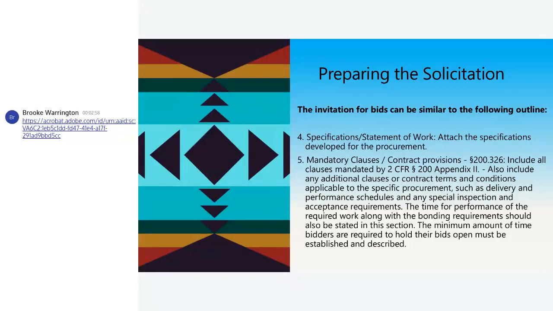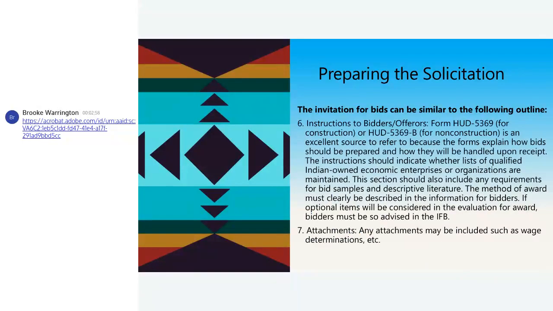Delivery, performance schedules, special inspections, acceptance requirements, the time for performance of the required work along with the bonding requirements should also be stated in that section. The minimum amount of time bidders are required to hold their bids open, this bid will be good for 14 days or 30 days, has to be established and described within that document. Your invitation for bid can be similar.